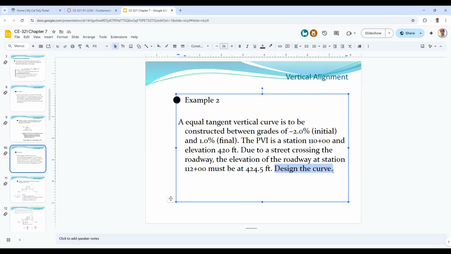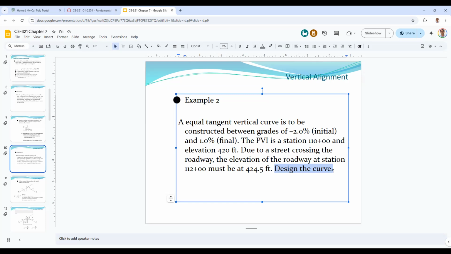So let's think about this. If we don't know the length of the curve, let's see what we can find. Can we find A in this problem? Is that given to us? It's not given to us at all. We don't know the elevation of PVC. We know the elevation of PVI, which is nice, but we don't know what L over 2 is going to be. Our curves are always equal tangents, so we know it's going to be L over 2, but we don't know what that length is. So we can't find A directly.